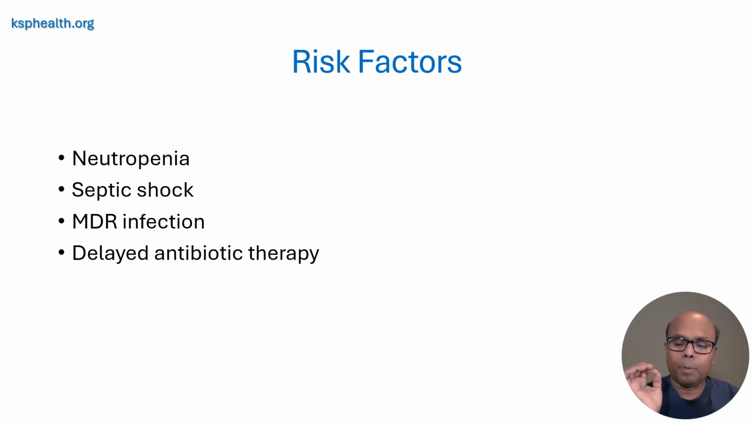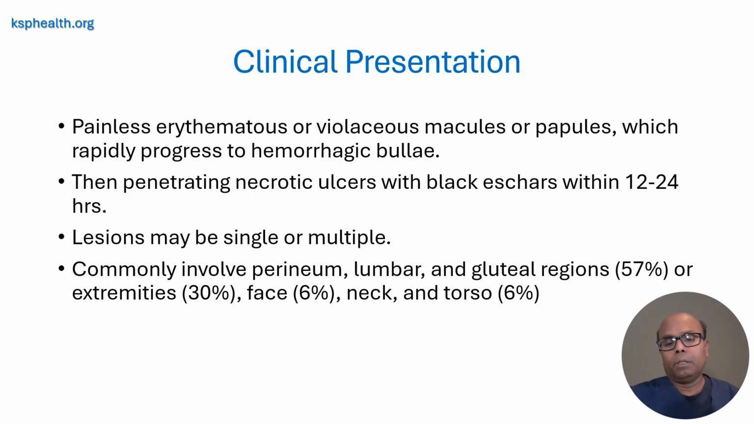So the recognition has to be prompt, and start anti-pseudomonal along with appropriate antibiotics as soon as possible. The clinical presentation is painless erythematous or violaceous macules or papules which rapidly progress to hemorrhagic bullae, then penetrating necrotic ulcers with black fissures within 12 to 24 hours. Lesions may be single or multiple. It commonly involves the perineum, lumbar, and gluteal regions in most of the patients.